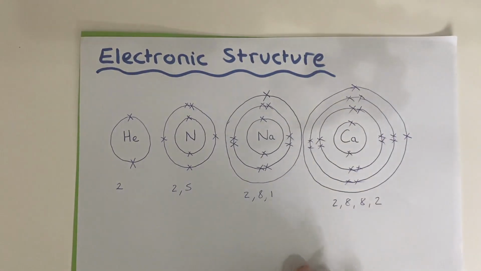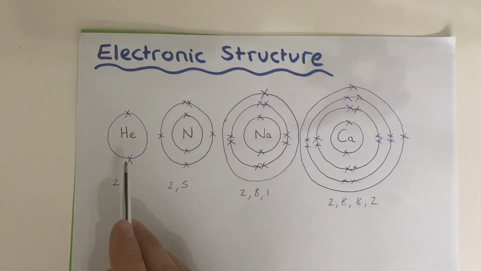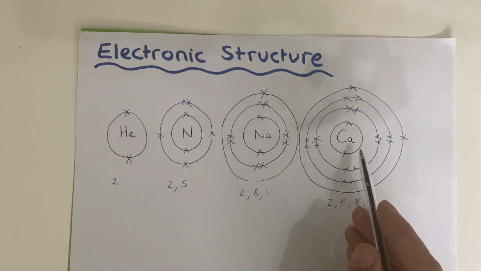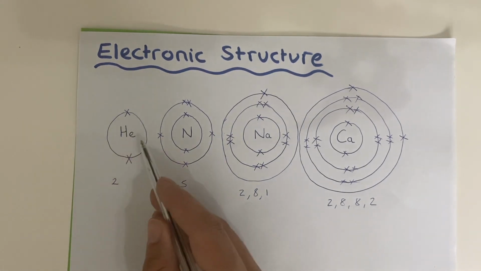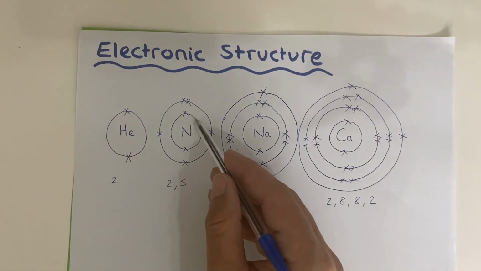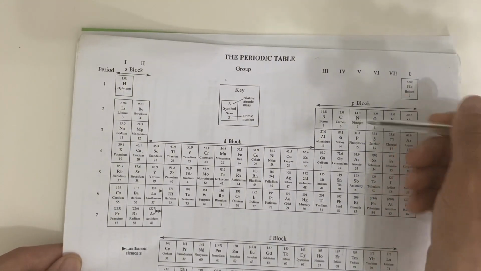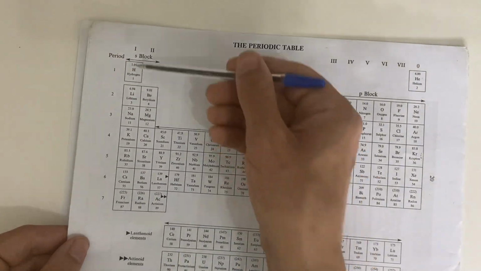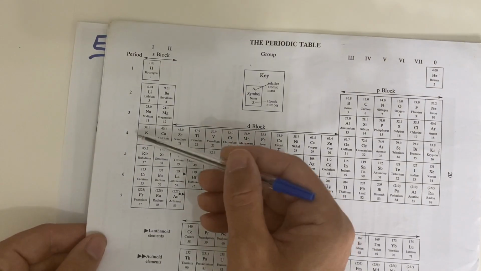Okay, something else the periodic table tells us. Each one of these circles that I've drawn is an electron shell. I've drawn 1 for helium, 2 for nitrogen, 3 for sodium, and 4 for calcium. This is equal to the row or period number that each of these elements is in. Helium, 1 shell, it is in period 1, the first row. Nitrogen, 2 shells, it is in period 2, period 1 there, period 2 here. Sodium, 1, 2, 3, so it must be in row or period 3. And finally calcium, 1, 2, 3, 4, and it is in period 4.